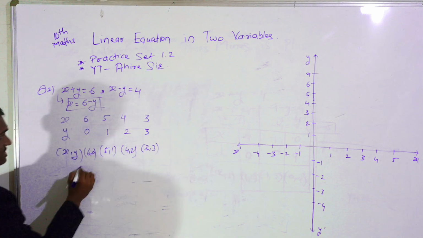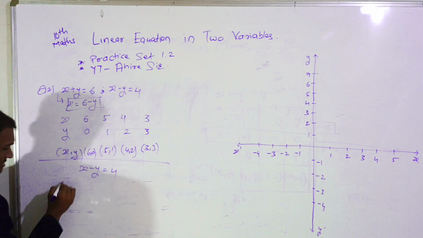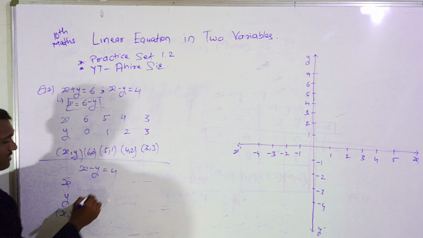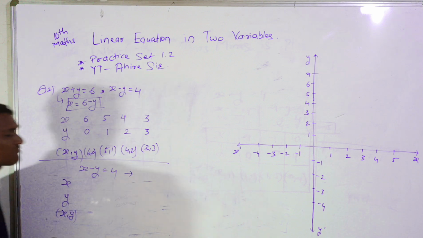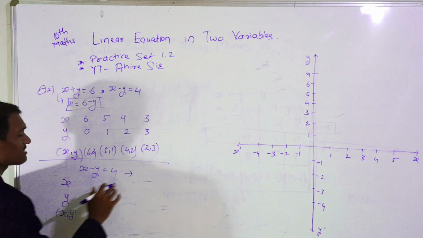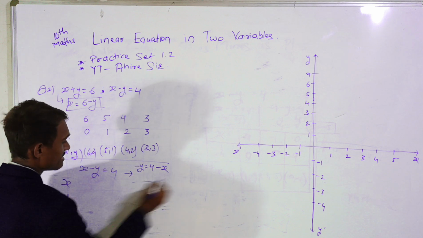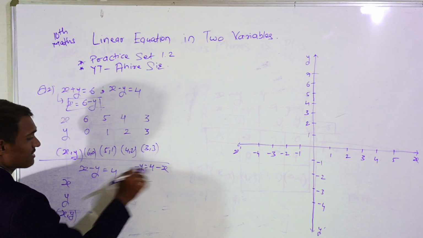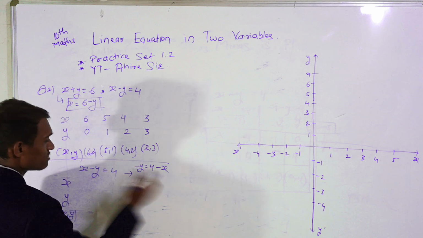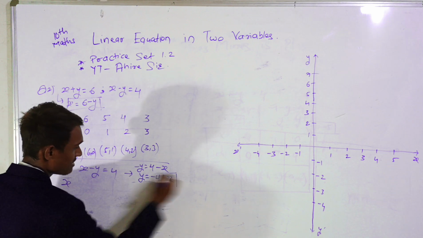For the next equation, x minus y equals 4. Same x, y, the coordinates x and y. We have to put this equation in terms of x or y. Here we will put this equation in terms of y. Minus y is equal to 4 minus x. By multiplying by minus on both sides to cancel the minus signs, y is equal to minus 4 plus x.